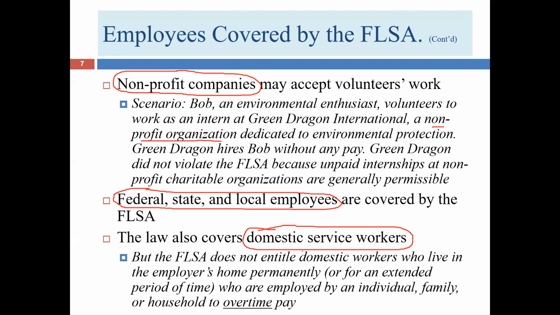When we say domestic service, we're talking about maids, janitors, butlers, nannies, lawn service folks, people along those lines. So the FLSA does not entitle domestic workers who live in the employer's house overtime pay. Because the idea here is that when you're living in the house, when you're actually working and when you're not working can be a difficult thing to determine.